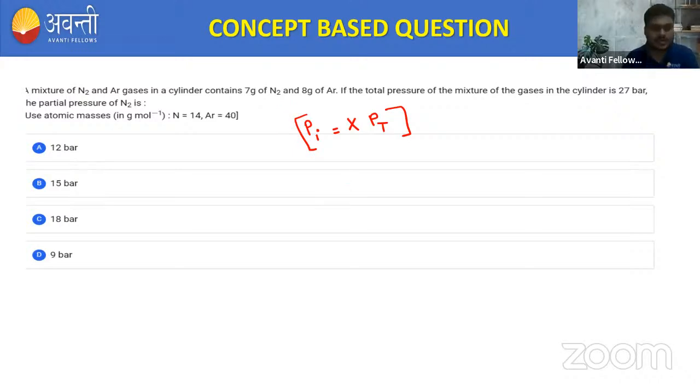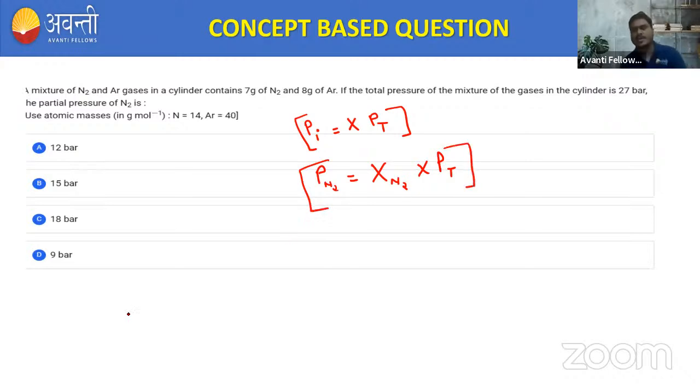So this is the formula that we use for calculating the partial pressure, that is partial pressure is equal to the mole fraction into total pressure. These all values are given already, so you need to calculate the partial pressure. Okay. If you want to calculate the partial pressure of N2, then you need the mole fraction of N2 only. So it is the mole fraction of N2 multiplied by total pressure. This formula we are going to use.